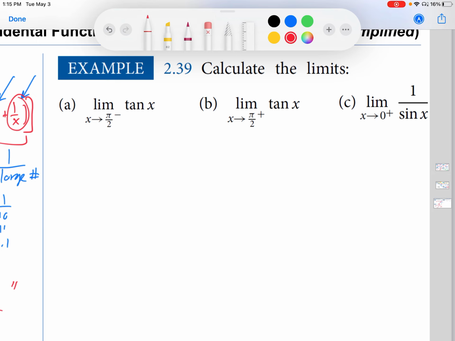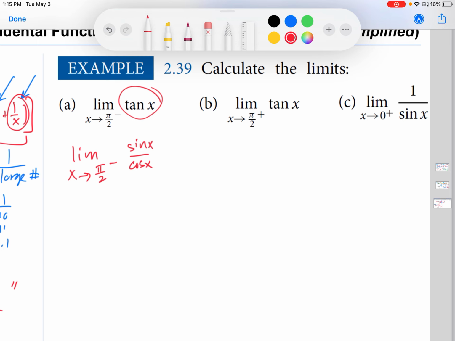And then what are we doing here? Notice that these are one-sided limits. Okay, so let's start with the first one, tangent x. Remember that this is sine over cosine, and that's the first thing we want to recall, because that is going to help us narrow down what's really going on with the pi over 2 here specifically.